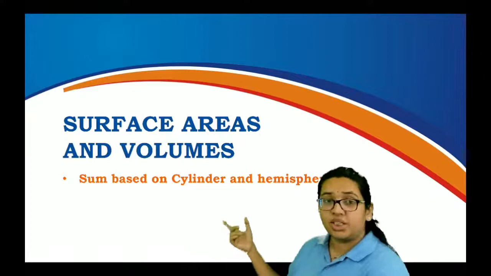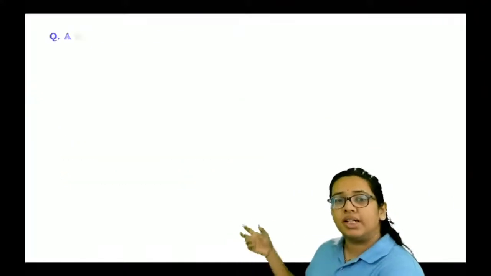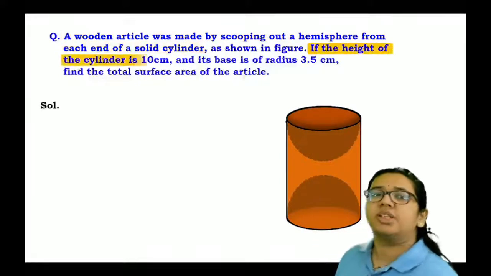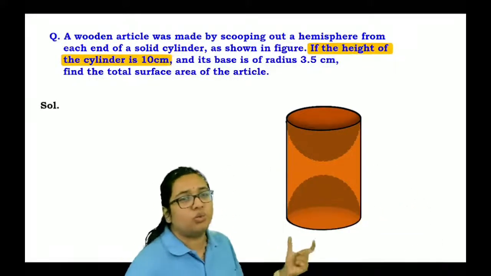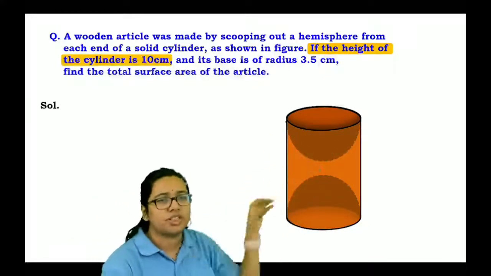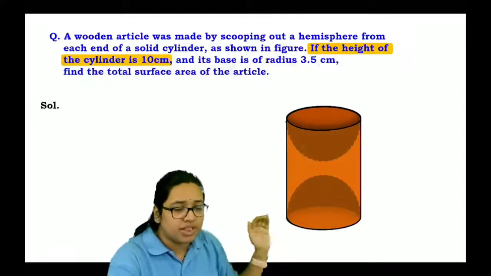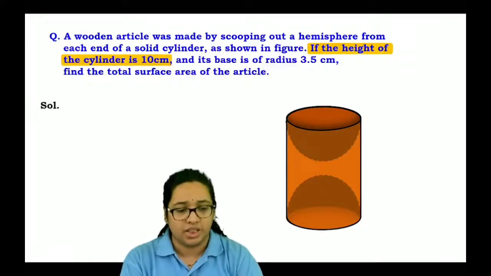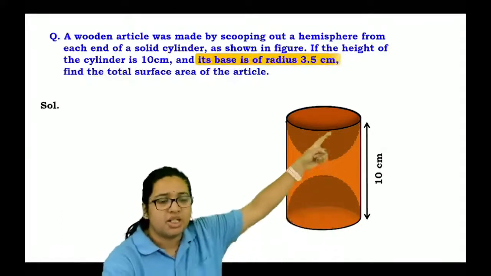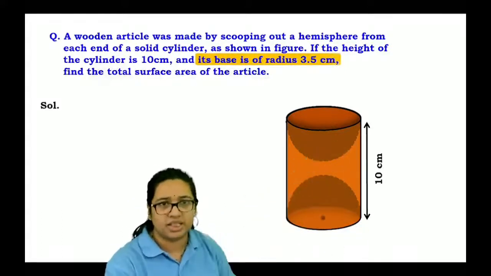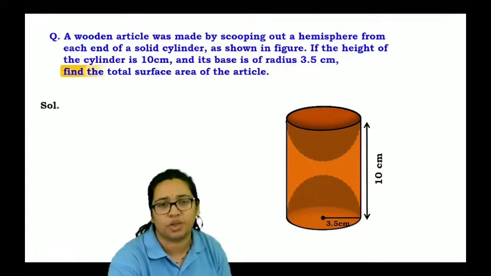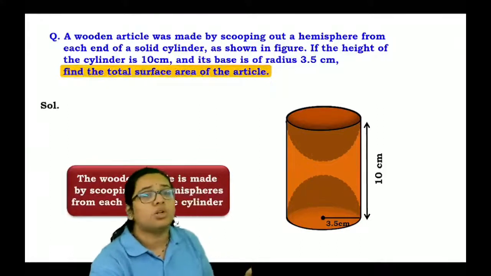Now, the question based on cylinder and hemisphere. See, what is the case? A wooden article was made by scooping out a hemisphere from each end of a solid cylinder, that means from both sides. Ritika, if the height of the cylinder is 10 centimeter and its base radius is 3.5, then find out the total surface area for the article.